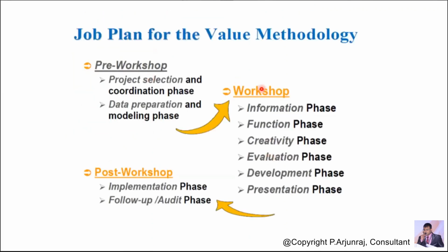This is a job methodology, value methodology plan. So basically you have 3 stages. First stage is pre-workshop stage, and second one is workshop stage, and the third one is the post-workshop stage. So in pre-workshop stage, you select which project you are going to select, and then you collect the preliminary data, you form the team, then you go for a workshop stage where you have very important phases called 6 phases.